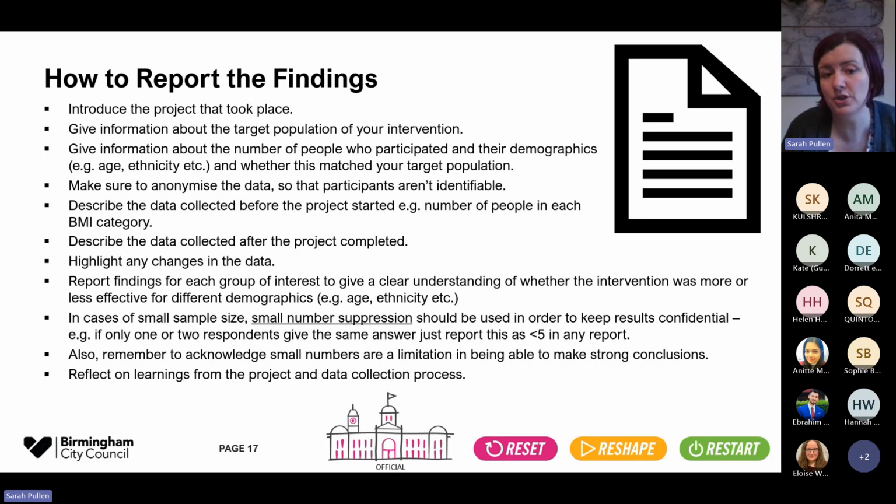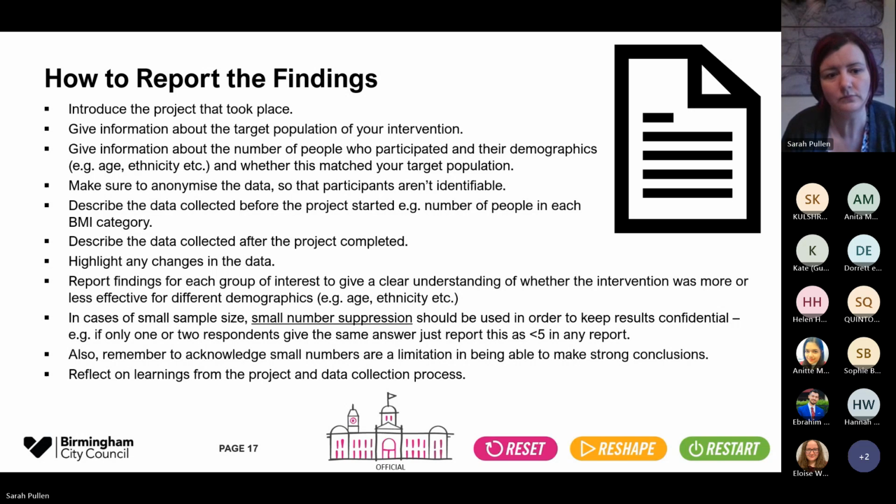It's also really important to acknowledge that small numbers are a limitation to being able to make strong conclusions from your findings. So if you've got a project with 1,000 people and 300 people had a particular outcome, you might be able to say that's a trend. But if you've got a project with only 10, you have to recognise the limitation that it's only related to your own project itself. So take the sample size and the numbers of people participating into consideration when you're interpreting the data.